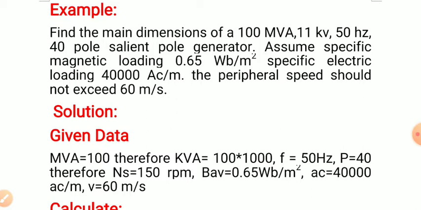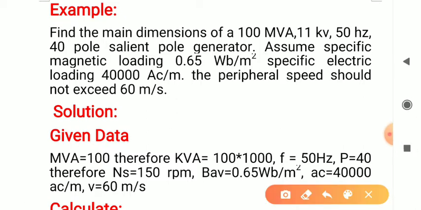Now, if you read this example, then the given data is: MVA is 100 MVA. So, if the MVA is 100 MVA, then the kVA becomes 100 into 1000. So, MVA is given, means we can write the kVA as 100 into 1000. 50 Hertz is the frequency.